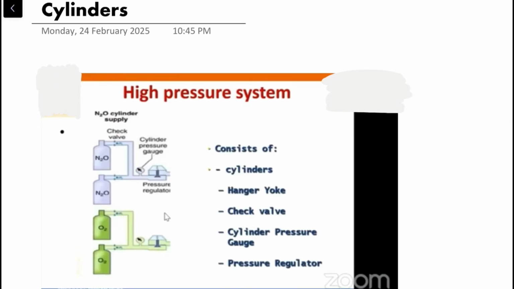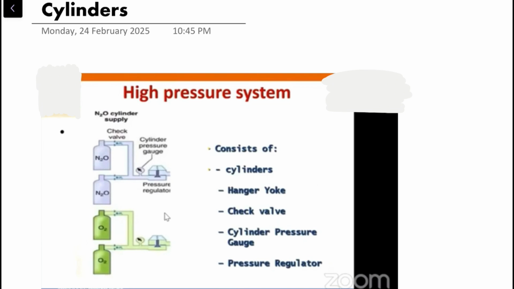Everyone, this video is about the cylinders, particularly those we are using in the anesthesia machine or in the operation theaters. The last video I made was on central pipeline systems, which was about the manifold, the pipeline, and ultimately the pipeline gases getting delivered to the machine. But there's another way we can deliver gases to the machine, which is not pipeline, which is cylinders.